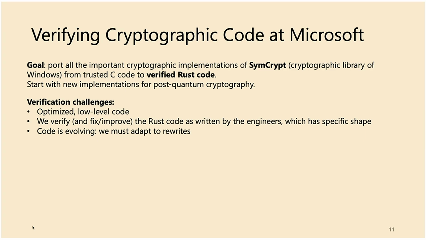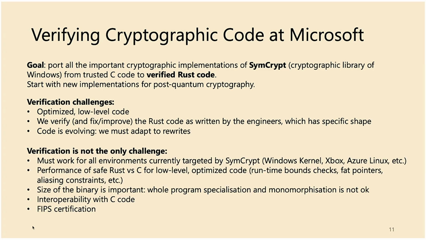There are many challenges, of course. The first one being that we have to verify low-level optimized code, as before. But also we want to verify and at the same time fix and improve the Rust code as written by the engineers. And this code has a very specific shape. So we have to adapt to what the engineers do, and we can't modify the code too much because, for example, of performance reasons. And also this code is evolving because we constantly need to optimize the code, for example, for specific architectures. So we have to be able to adapt to those modifications of the code, right?